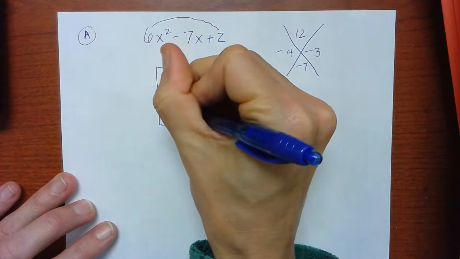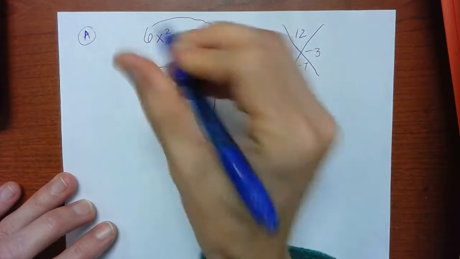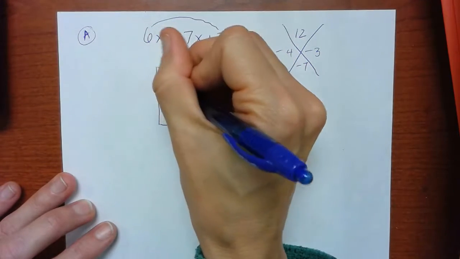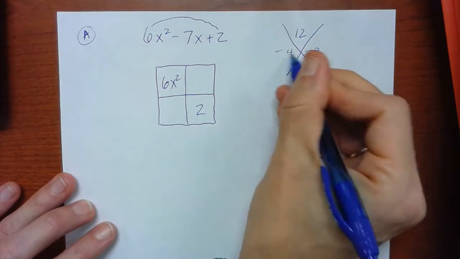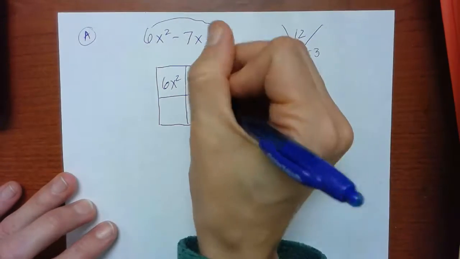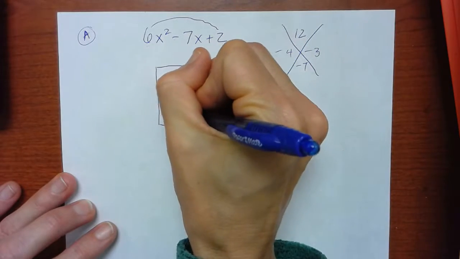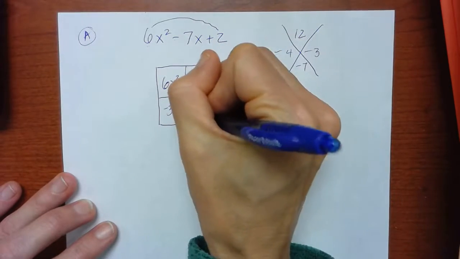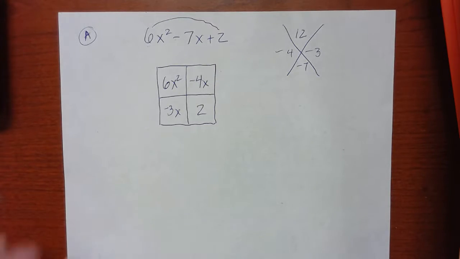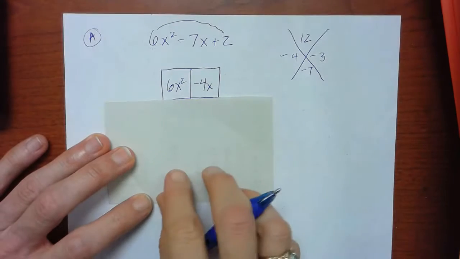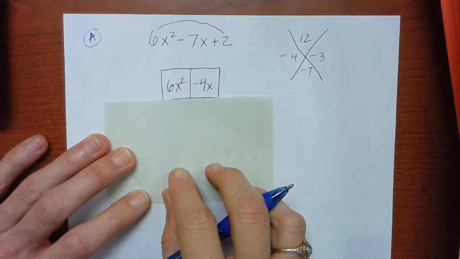If you want to use the box method, you build a box like this, and you put the first term, 6x squared, in the first box, and the last term, 2, in the last box. These numbers go in the other two boxes, and it doesn't matter which goes where, and you must put an x on them, like that. Now what I'm going to do next is look at each row and column separately and come up with a GCF.